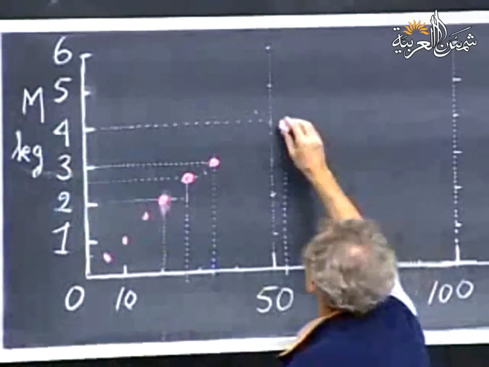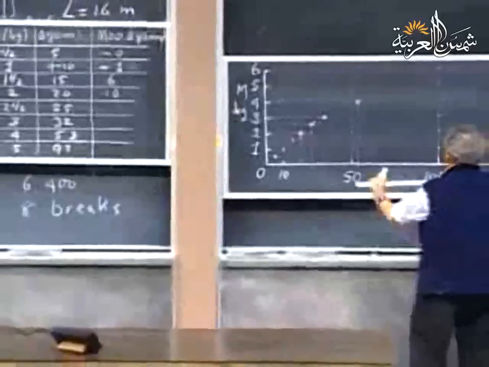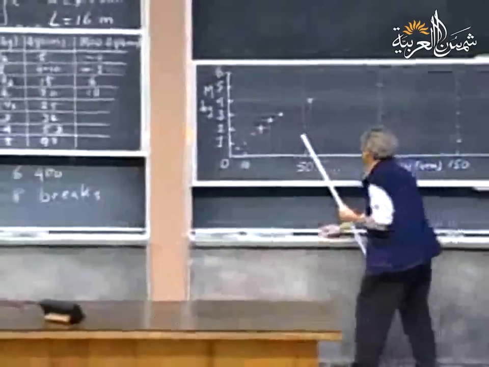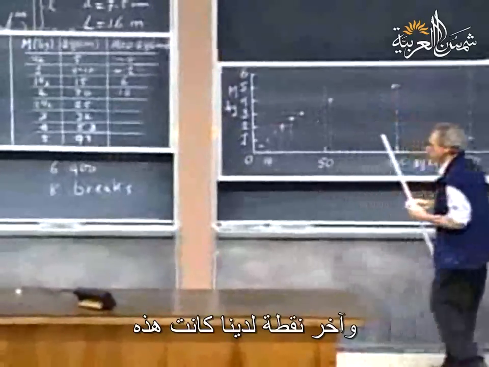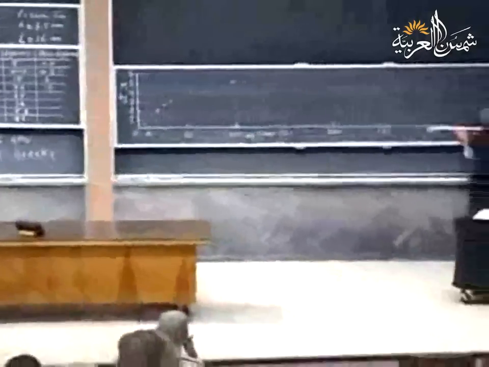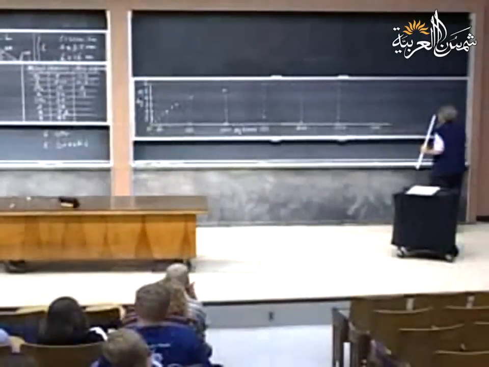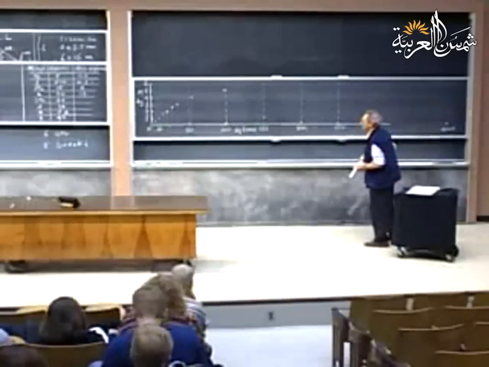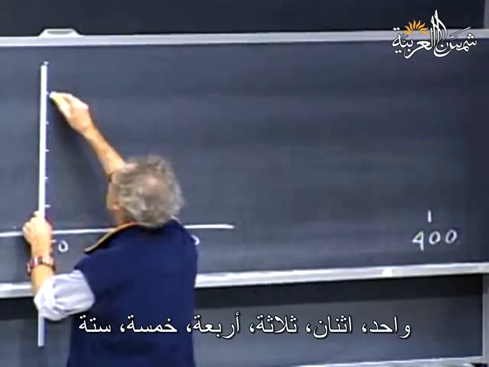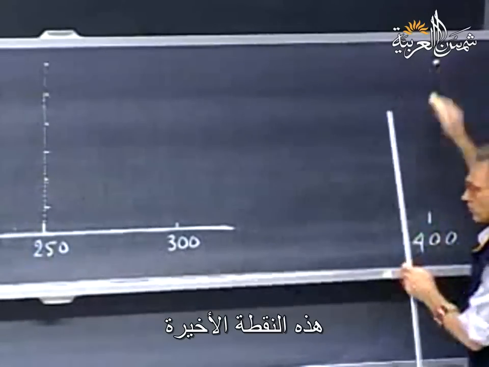Oh, yeah. And then at 5, we have 97. Here is 5. 97. That's here. And then our last point, oh, we even have a 400 here. Ooh, that's great. Here is 400. And what do we have there? A 6. 1, 2, 3, 4, 5, 6. That's our last point.